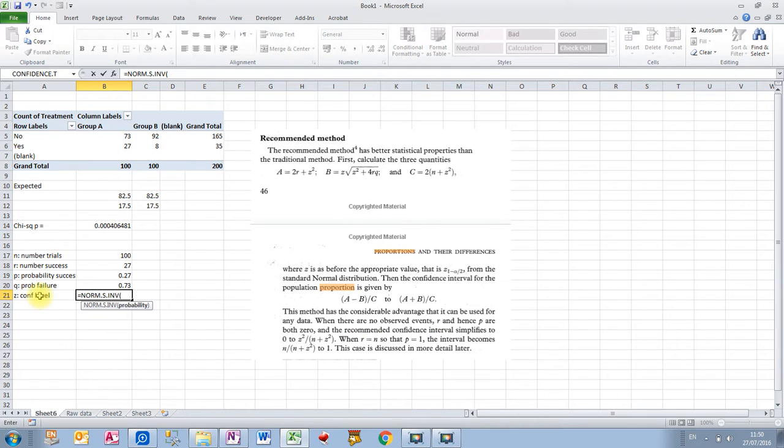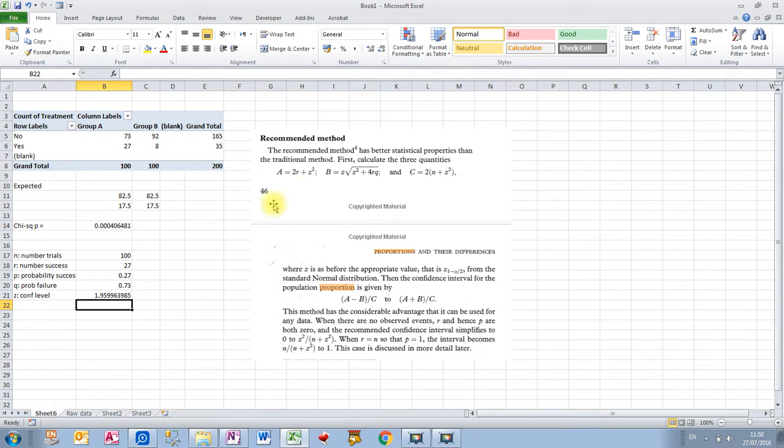Now we want a 95% confidence interval, so we want the interval that stretches from 2.5% on one side to 97.5% on the other side, so it contains 95% of the probability. So I'm going to use the value at 0.975. Close the brackets, and we get a value of 1.95. It's fairly close to 2. It's not quite 2 standard deviations, it's 1.95. So that's our value for Z.